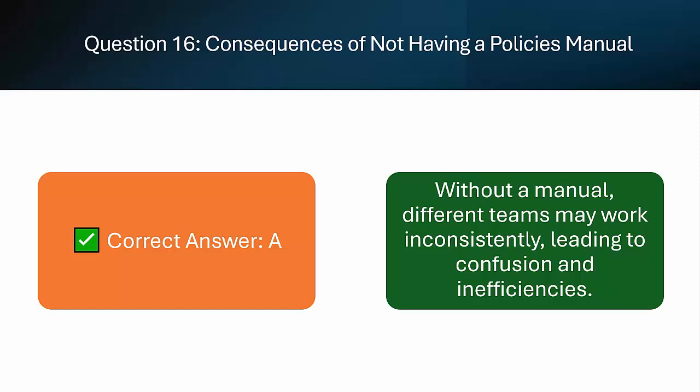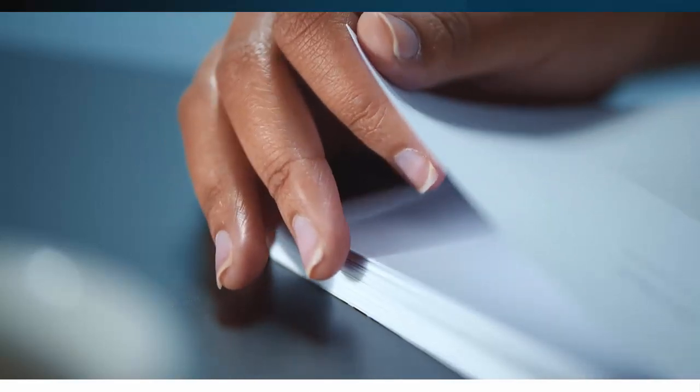Option B is incorrect. While some creativity is good, completely random processes with no guidelines cause serious operational problems. Option C is incorrect. Without clear documentation, employees won't automatically follow best practices. Option D is incorrect. Training is harder when new hires receive conflicting instructions from different colleagues. Key takeaway: a company without a policies manual faces operational chaos, errors, inefficiencies, and inconsistent processes. Standardized procedures ensure that everyone follows the same rules, improving efficiency and quality control.